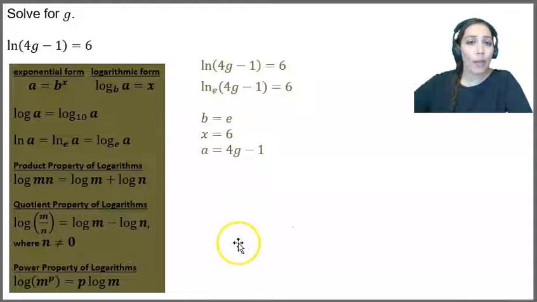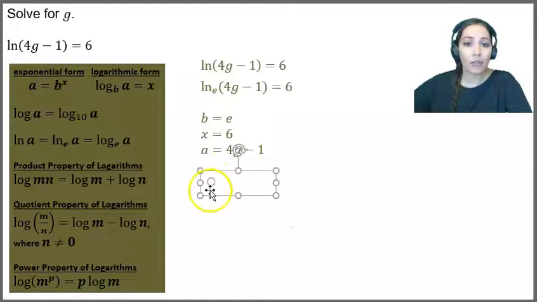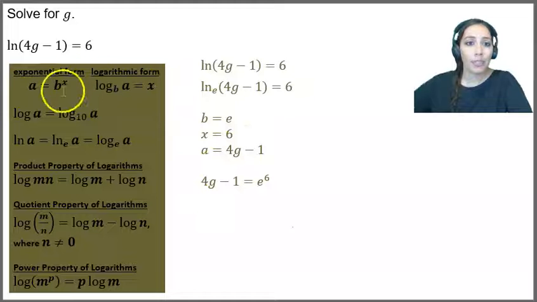Now I'm going to take my b, my x, and my a and plug them into the exponential form. I have a equals b to the x. My a is 4g minus 1, equal to my b, which is e, raised to the x, which is 6. So now I have 4g minus 1 equals e to the 6. Now, I am solving for g, so I need to get g all by itself, everything else on the other side.